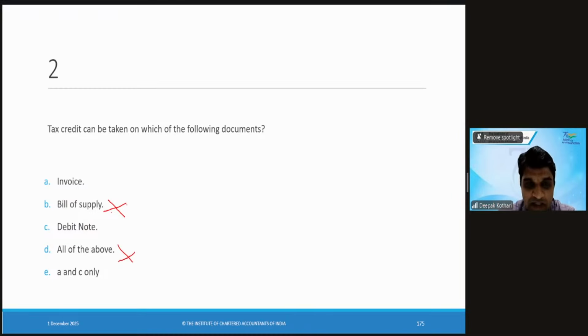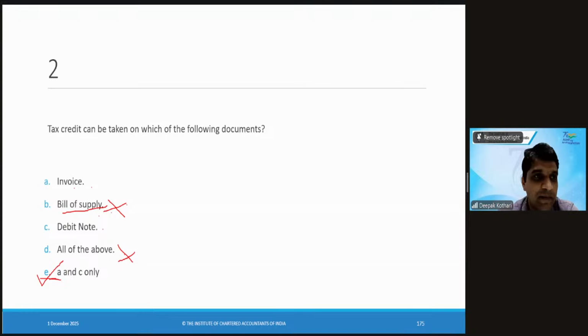Because all of the above में D चला गया तो D भी चला जाएगा, which means if you exclude bill of supply and if you cleverly answer this, bill of supply is gone. So of course D is also gone. So left is invoice and debit note, which is covered here. So the correct answer is E. Okay, you can claim the credit basis the invoice and the debit note also, right?